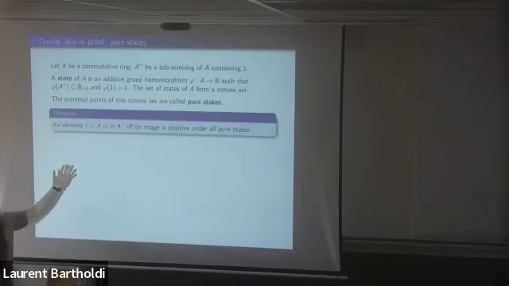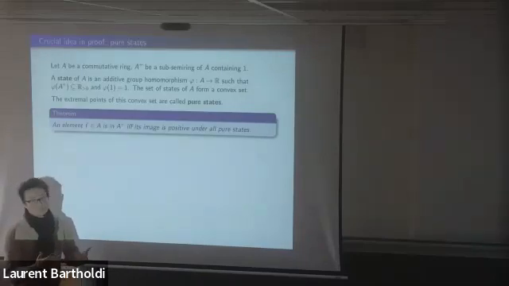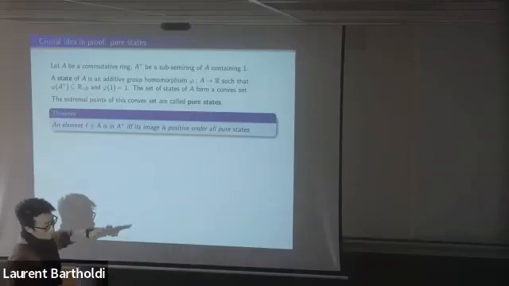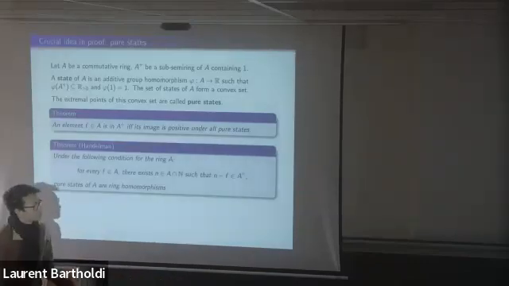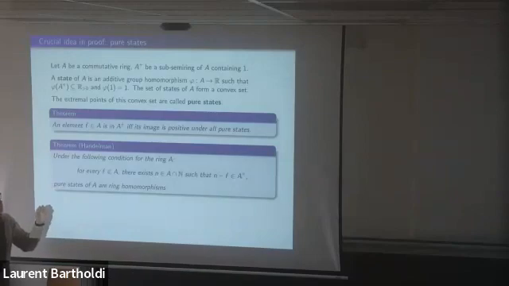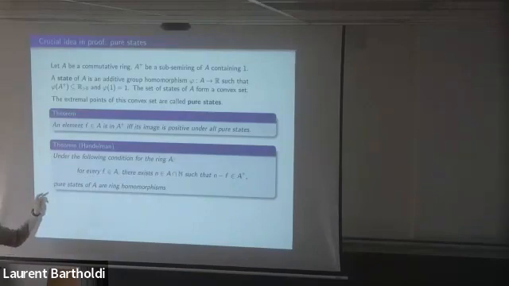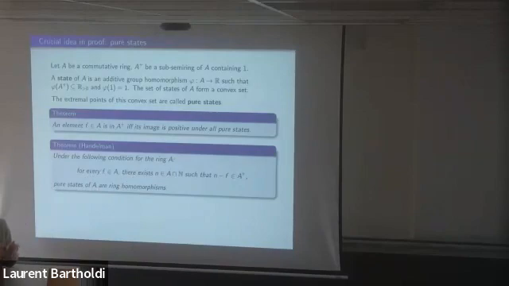Well, it's quite obvious that an element in A is in A plus if and only if its image is positive under all states, so if and only if its image is positive under all pure states. And note that until now, we didn't use the multiplicative structure of A at all. But what's interesting is that Engelmann proved that under this condition for the ring A, the pure states of A are actually ring homomorphisms. So they preserve the multiplicative structure of the ring A.